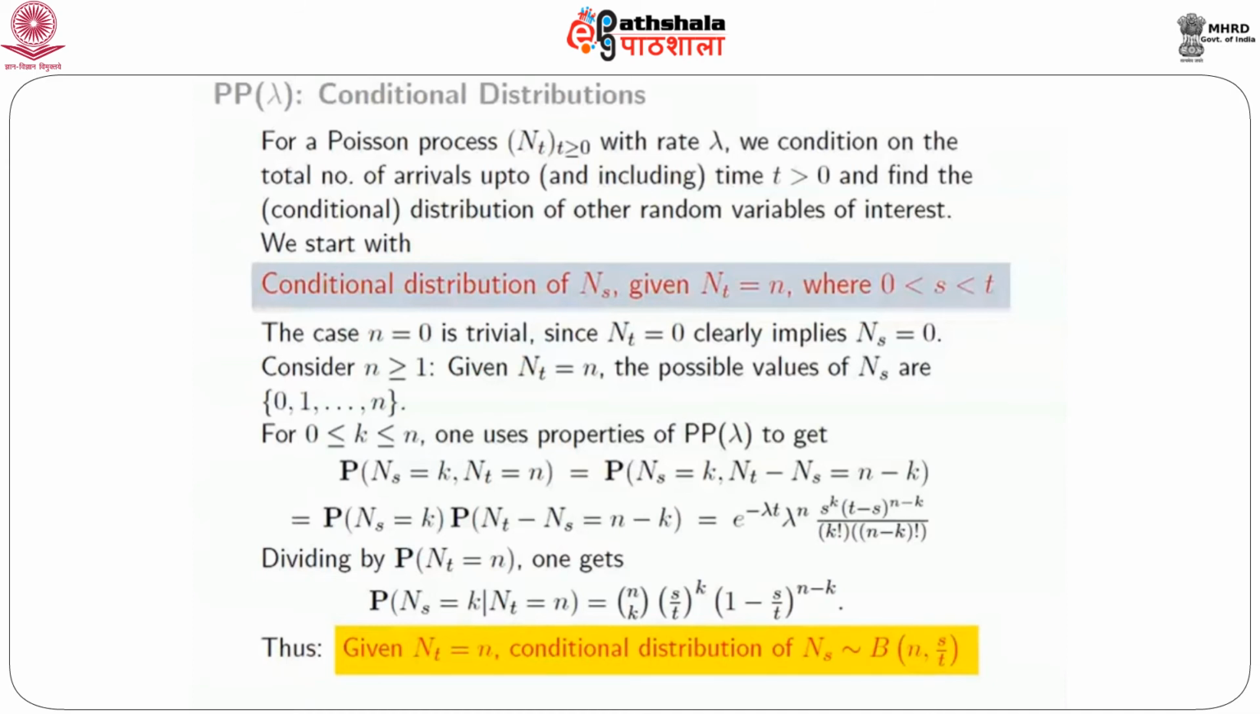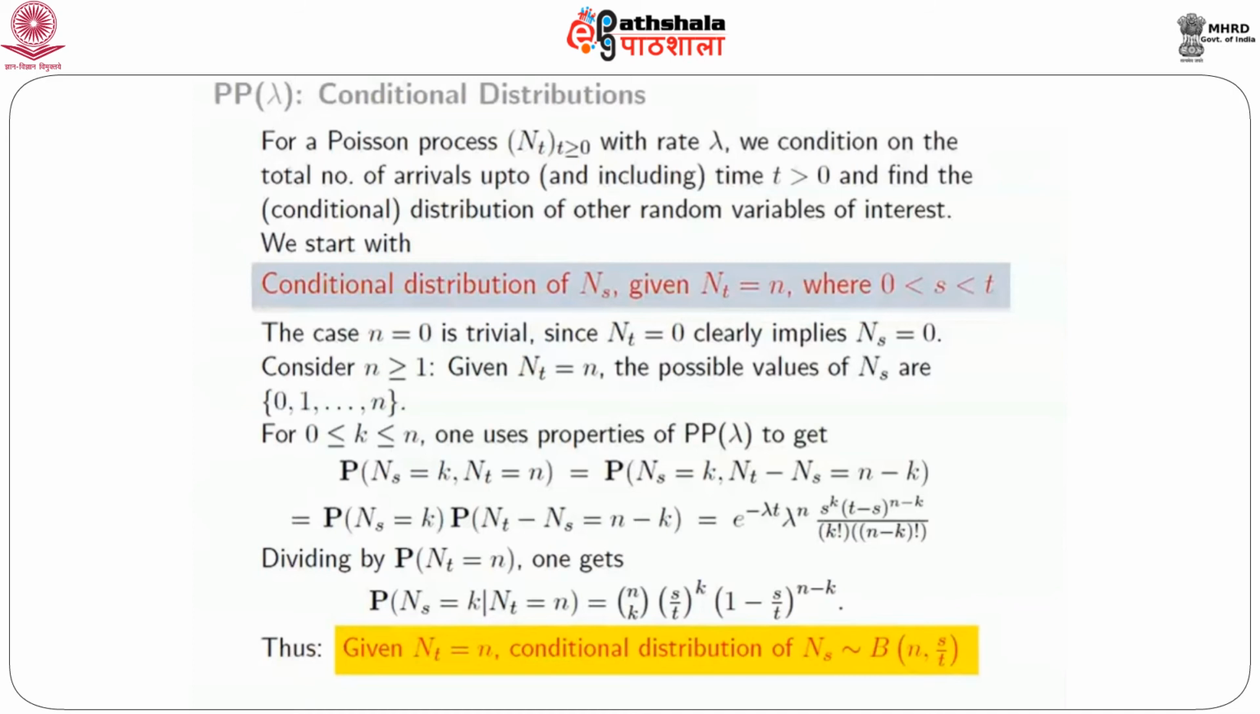And then, because of the independence of increments, this is a product of these two probabilities, and now we know that N_s is a Poisson random variable with parameter lambda s, and N_t minus N_s is a Poisson random variable with parameter lambda into (t minus s). So we can write down these probabilities, do some algebra, and we end up getting this. So this is a joint probability of N_s equal to k and N_t equal to n.